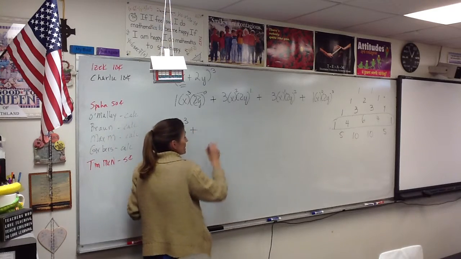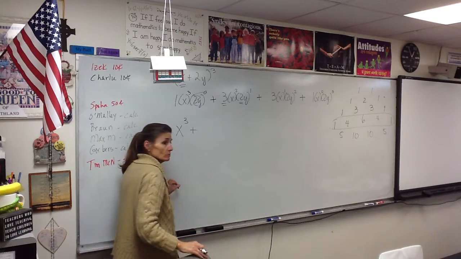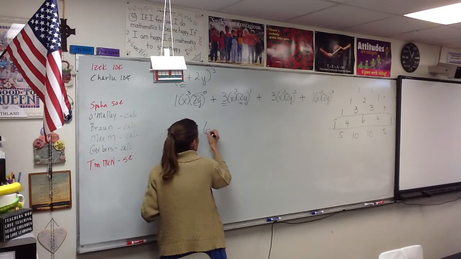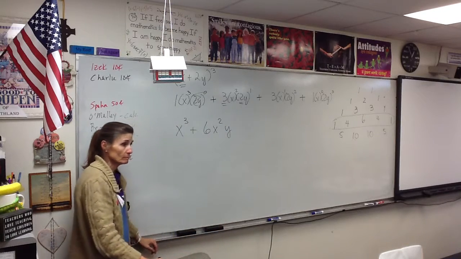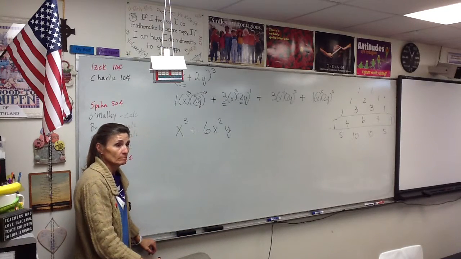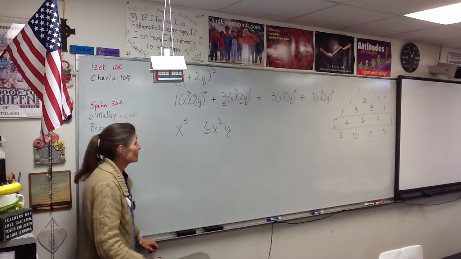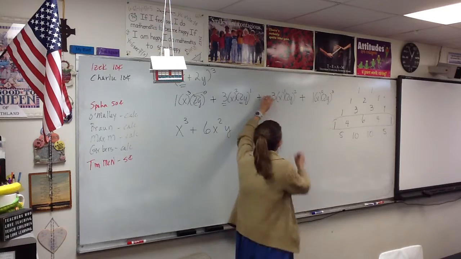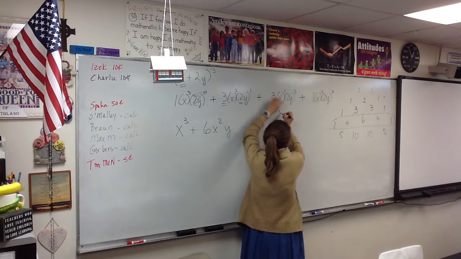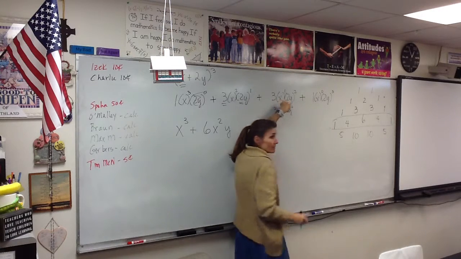Now be careful here, because you have a 3 times a 2. So that's going to be 6x squared y. Does that make sense to everybody? Be really careful here. This is a 3x. This is a 4y squared.